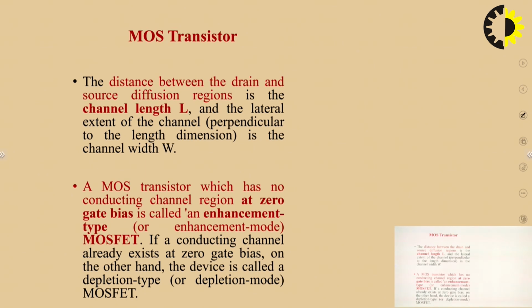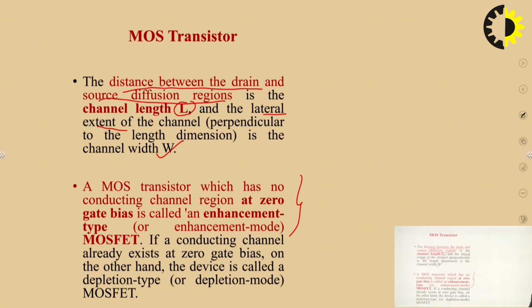Now we can see here the distance between the drain and source diffusion regions is known as channel length L. It is the distance between the drain and the source diffusion regions. This is channel length. And the lateral extent of the channel is known as channel width W.